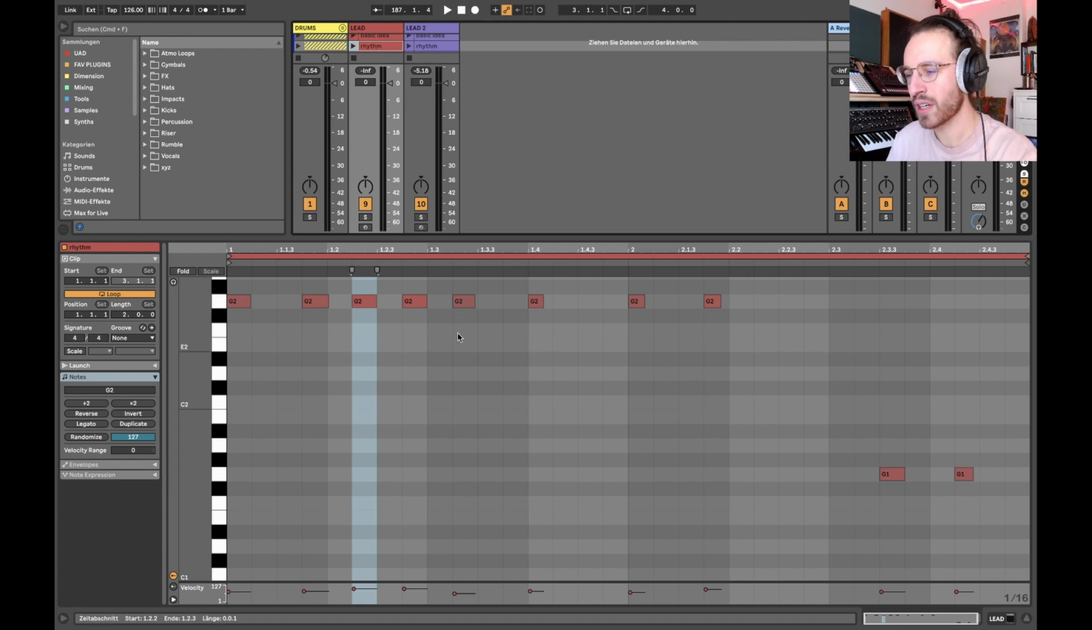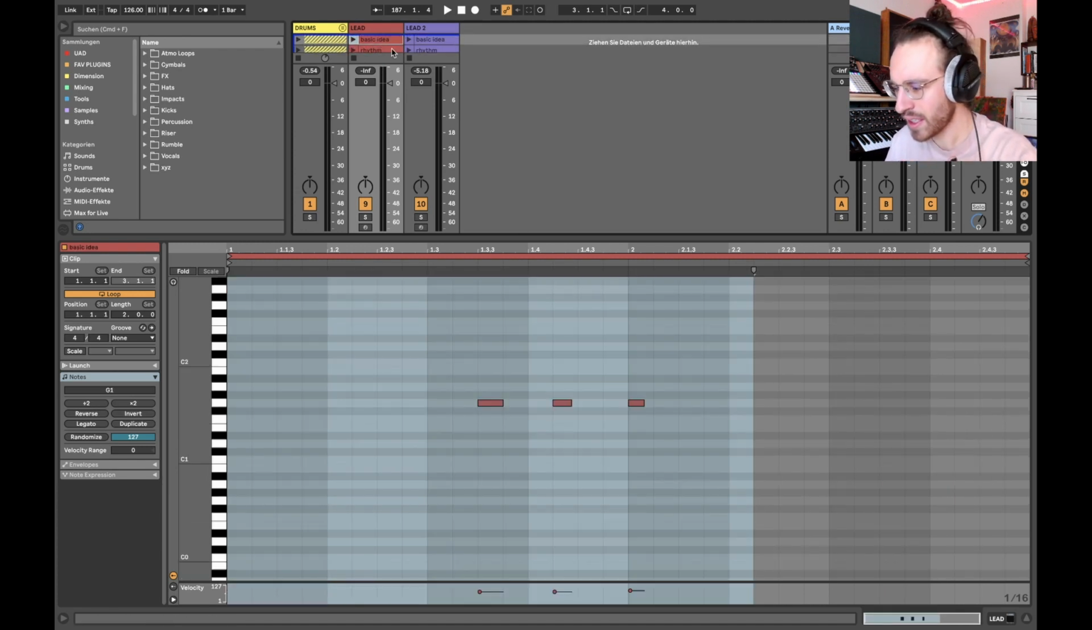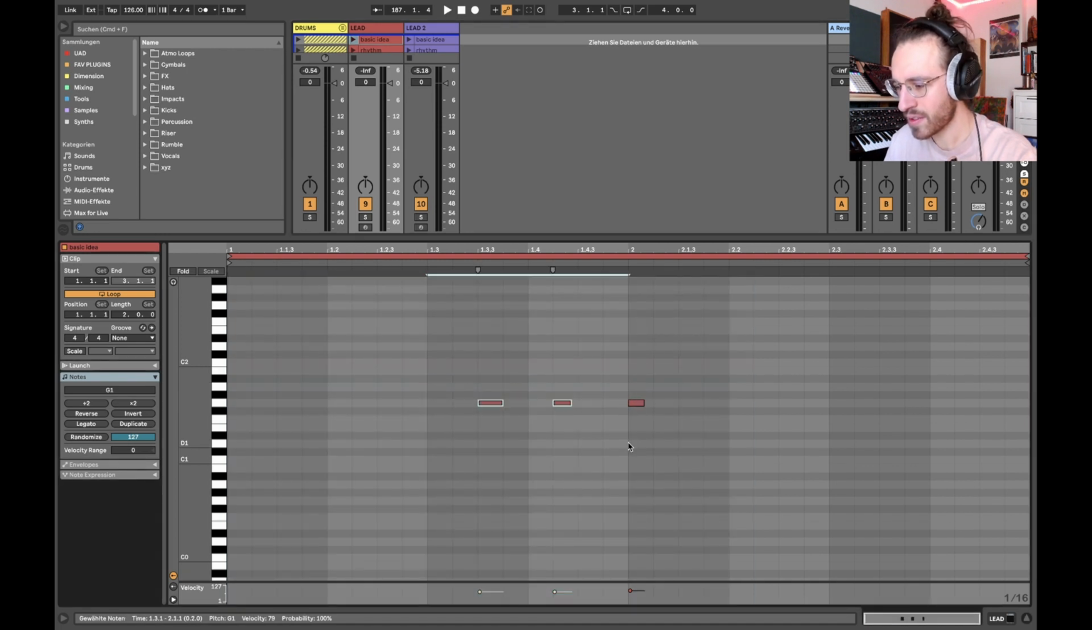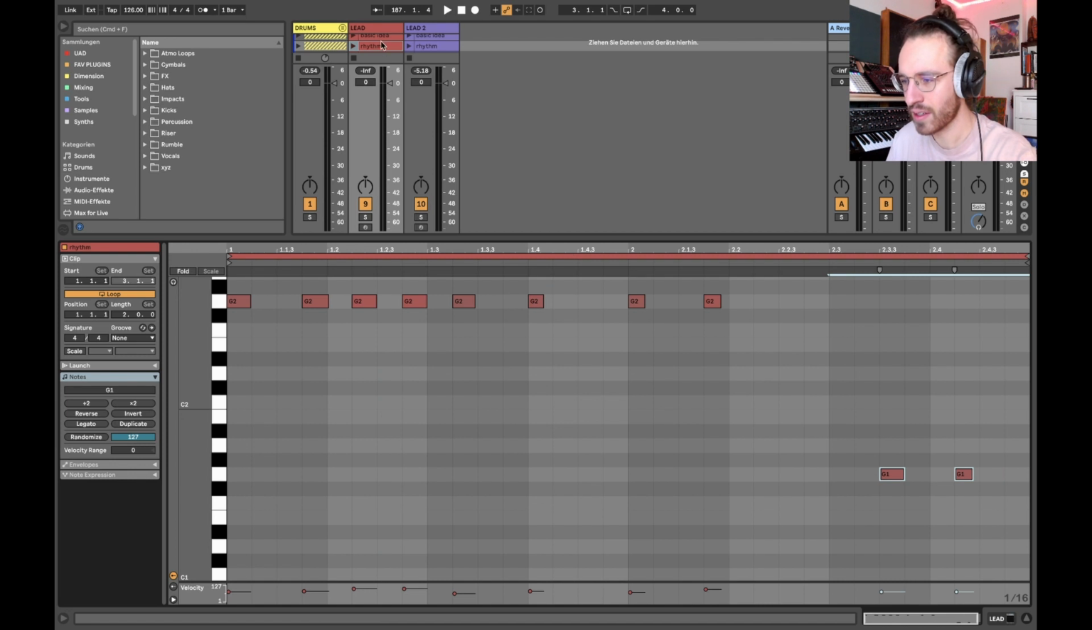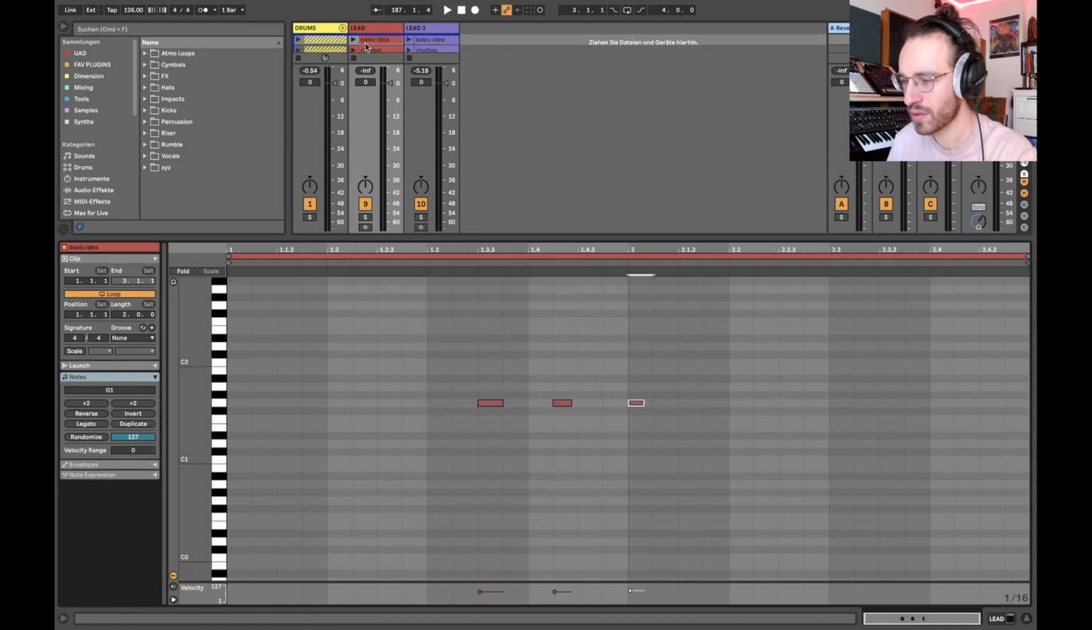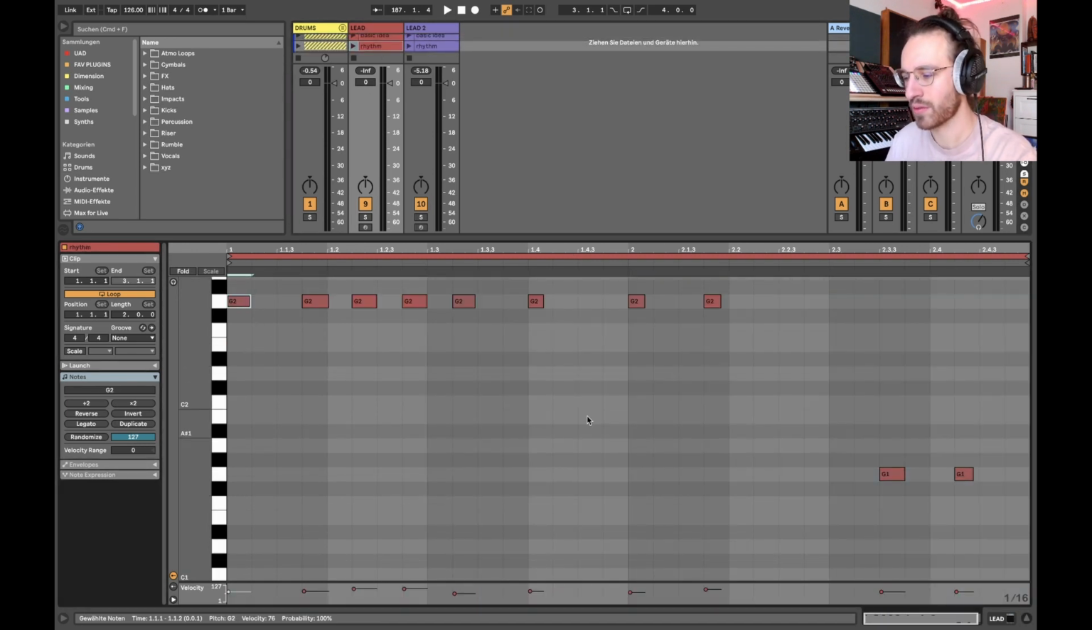The first one I built out of the basic idea is the rhythm. So you can see this is this, and that means this note is that note, right? I just shifted the octaves a little bit. And let's have a listen.